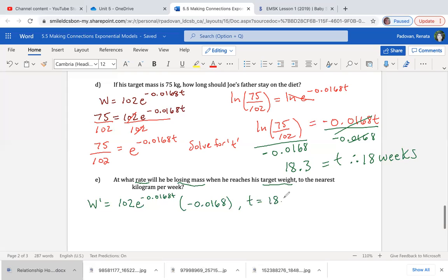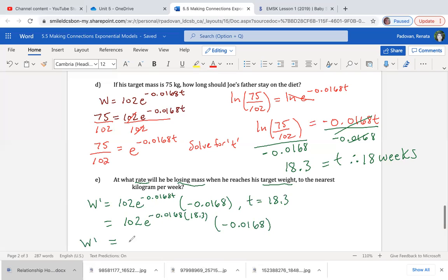You could put 18, but might as well be more accurate and put the 18.3 since it didn't really say what to round to in D. So 18.3, plug that in right here, multiply it by negative 0.0168 as an exponent on a base of E, multiply it by 102. I'll plug that in here, just the 18.3, but you go ahead and start plugging it into the calculator. 0.0168. Show me that the T is now 18.3. And I would say after this step, you can just go right to showing me what the final answer would be. So again, the derivative.